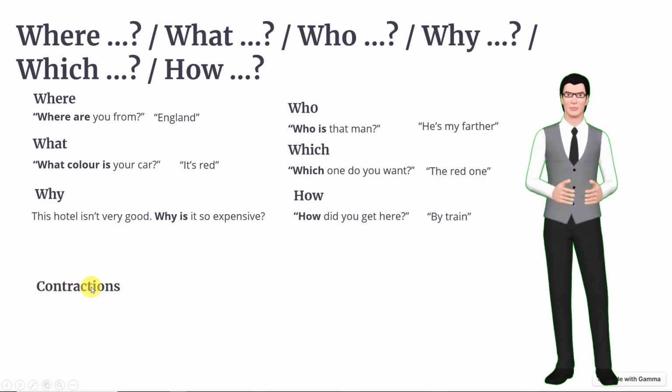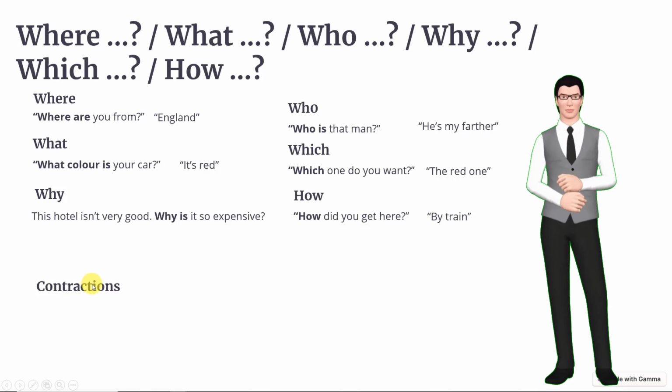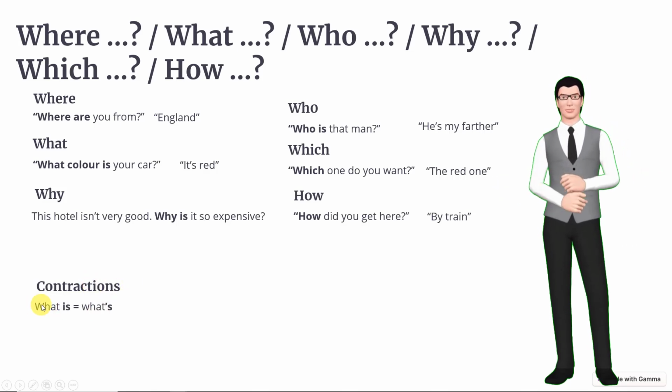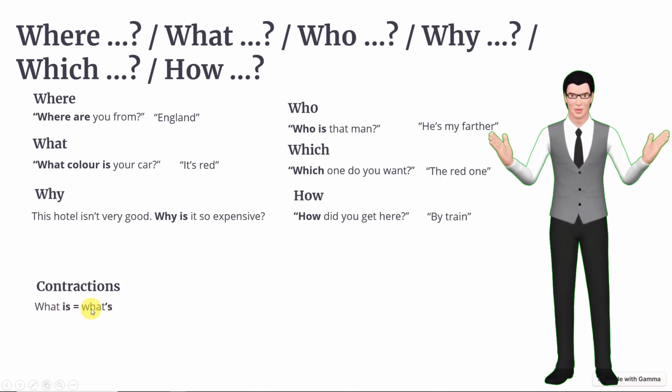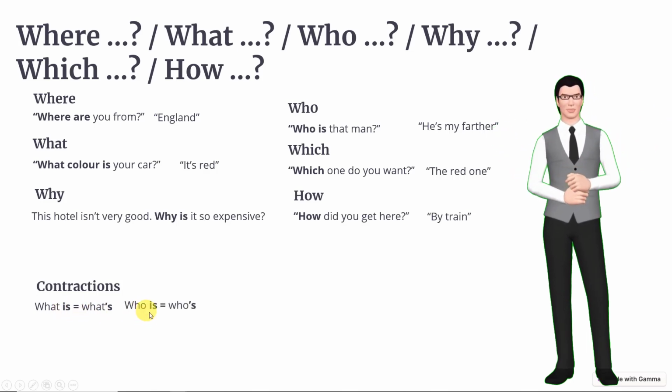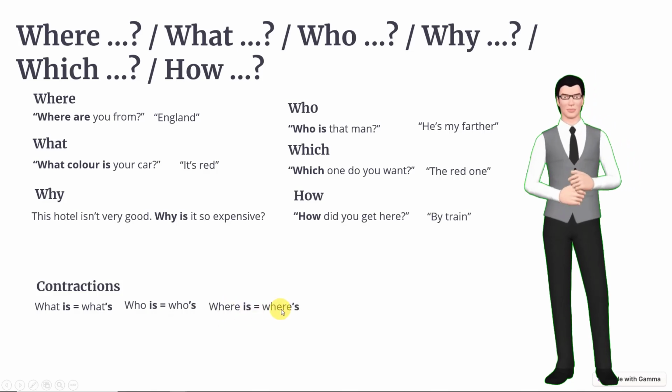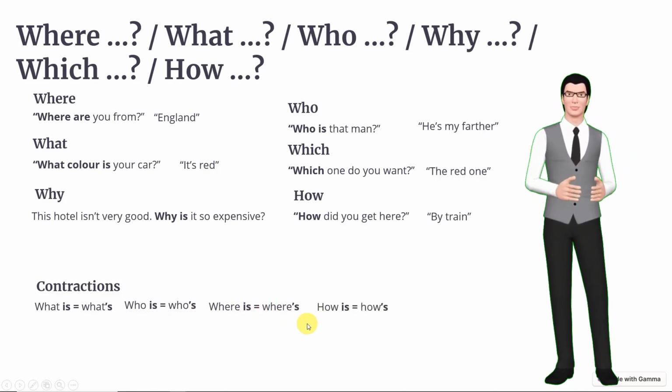A contraction is normally when we take two words and join them together to make one word. For instance, what is becomes what's. Who is becomes who's. Where is becomes where's. And of course, how is becomes how's.